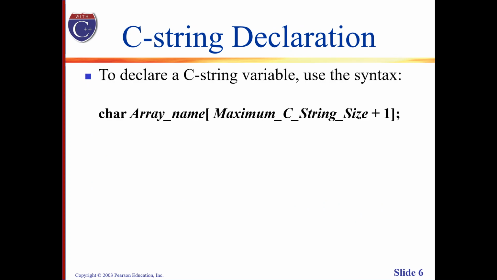Now, how do we declare a C string? In this case, we use the following syntax. For example, we provide the data type, the C string variable name, and of course, the size. In this case, we indicate it as the maximum string size plus 1, which will accommodate the terminator as we have seen in the previous slide. Thus, plus 1 reserves the additional character needed by \0 or the terminator.